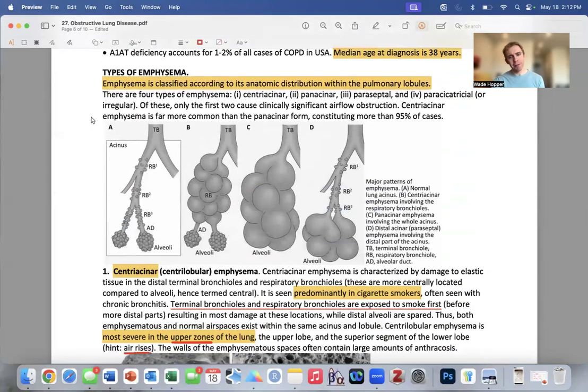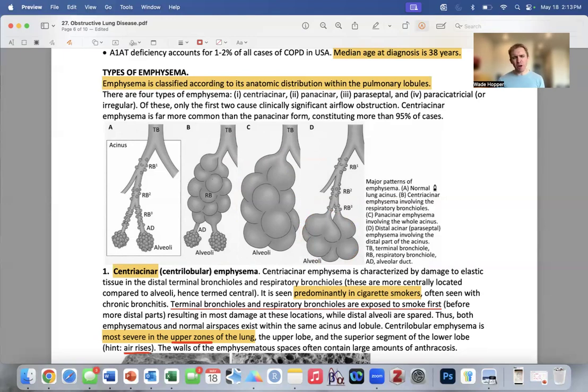Types of emphysema, probably see a question about this. Looking at the distribution of it, where is it in the respiratory anatomy? We can call it centroacinar. That's here in B, where it's in the middle of the respiratory unit, but doesn't really affect distally the alveoli. We can call it panacinar when it affects the whole respiratory unit. And this is more likely to be seen in alpha-1 antitrypsin. Or we can call it distal acinar. And this is interestingly associated with primary spontaneous pneumothorax.